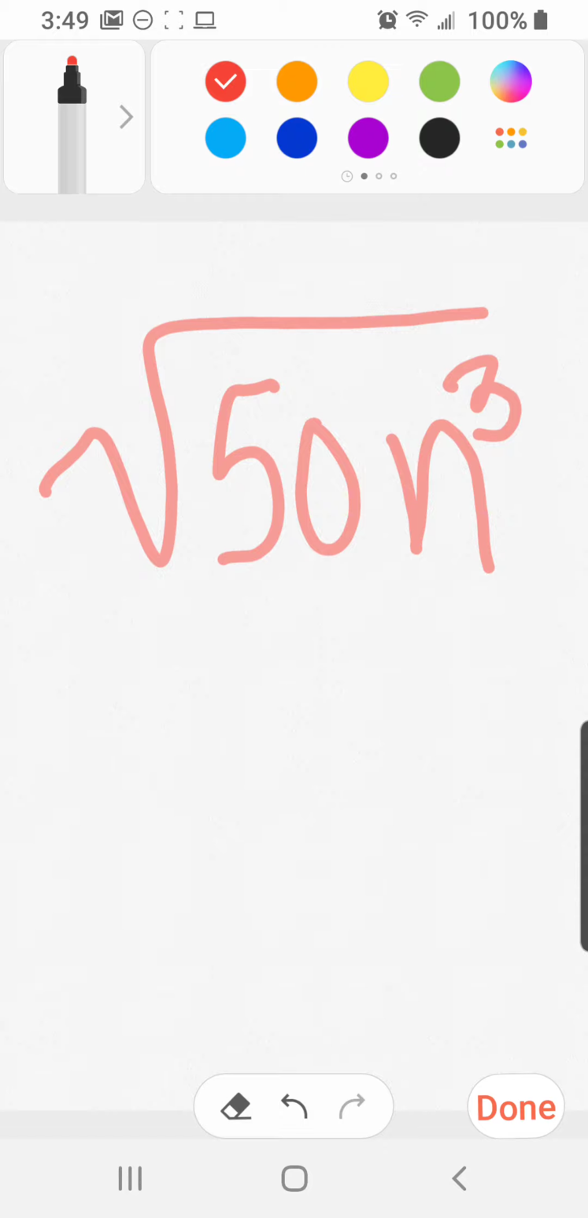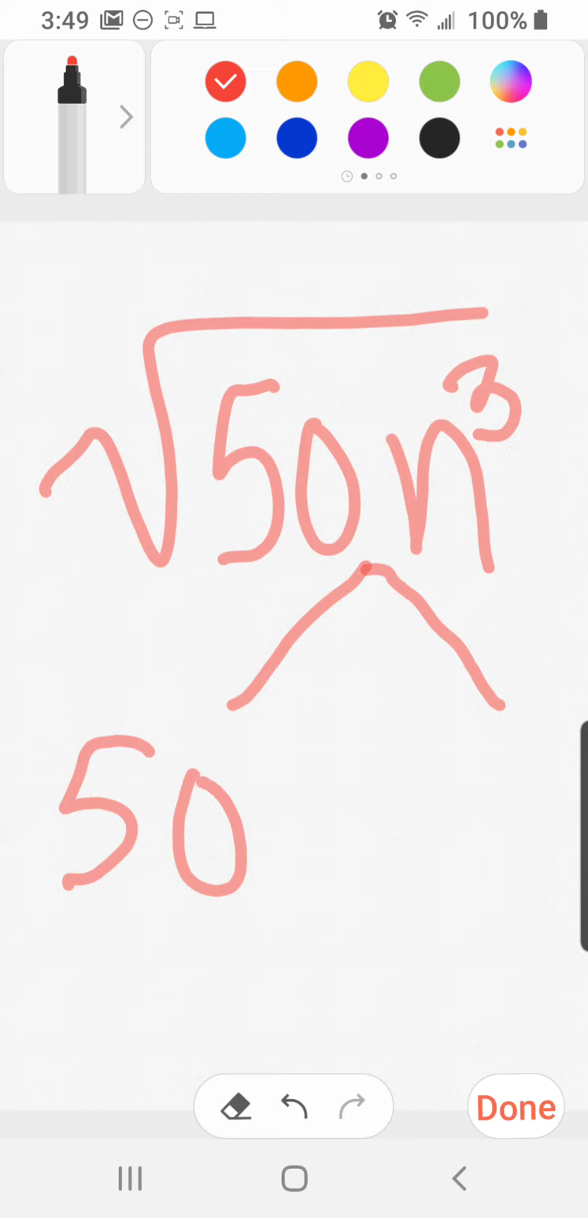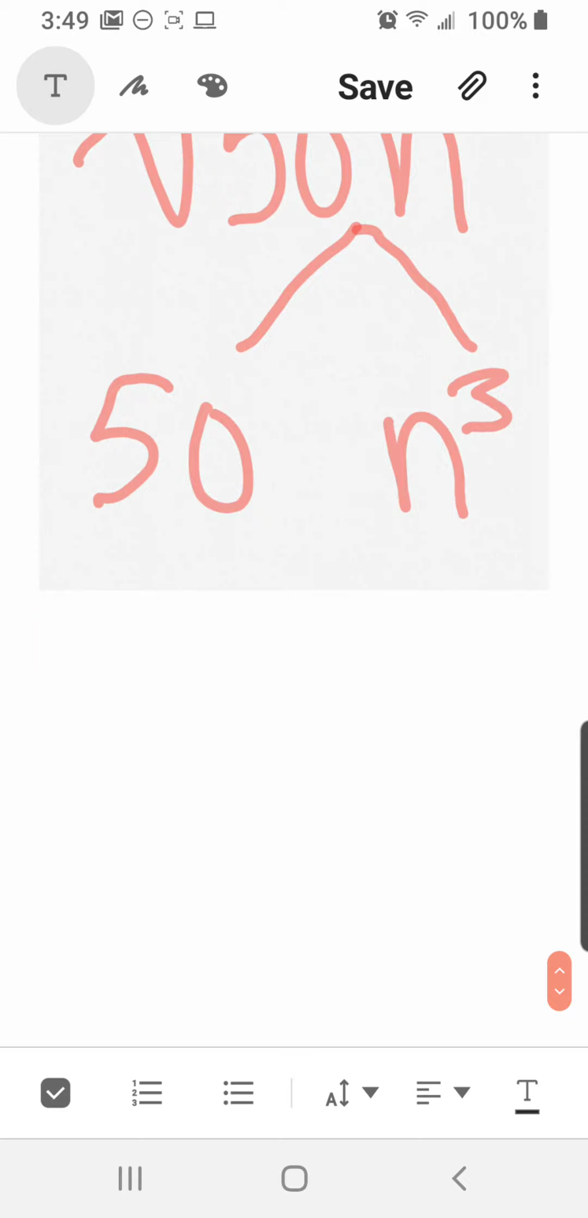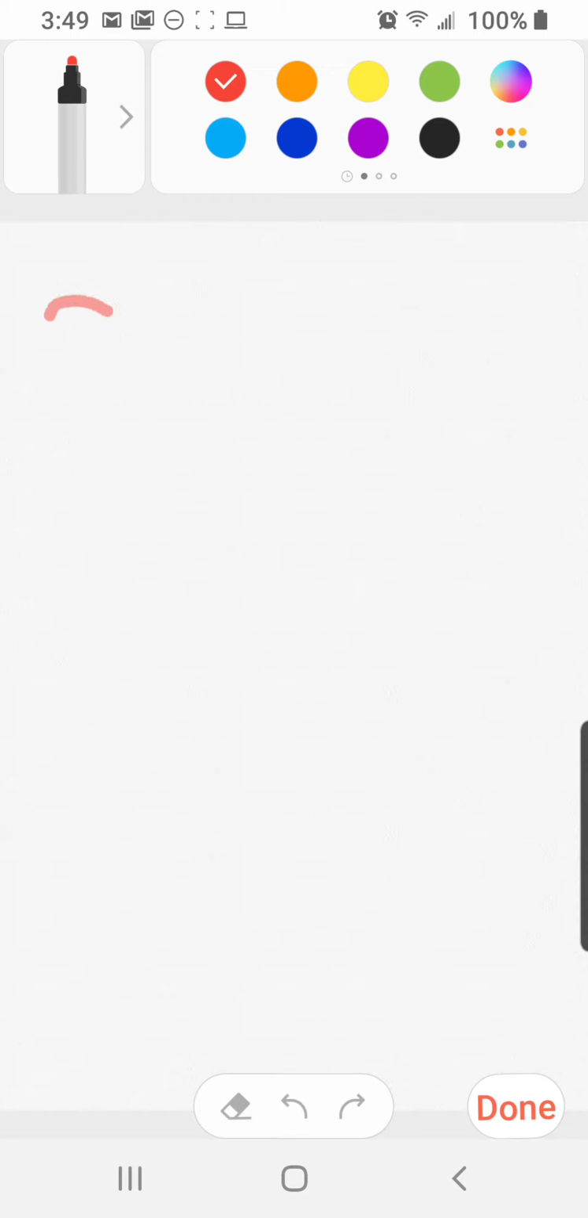So first I'm going to divide the variables and the number. Voy a dividir los variables y el número. So I've got 50 on one side, tengo 50 de un lado, and n to the third on the other side. Okay, so now I'm going to break down both of those. Ahora voy a reducir los dos.